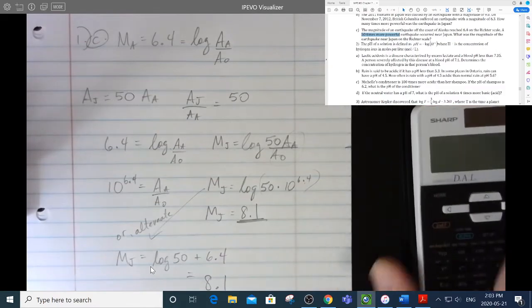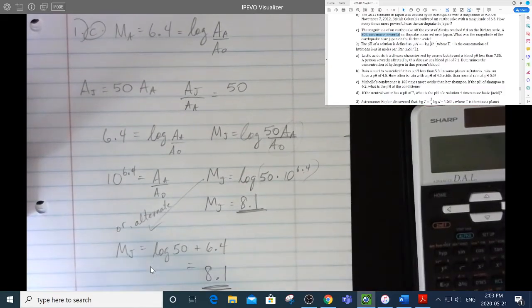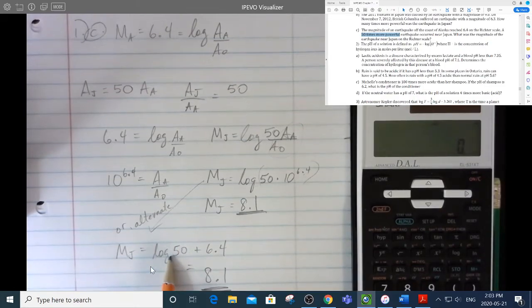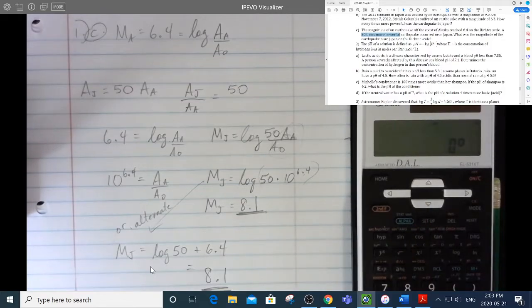So I don't really care which way you approach it. If you're really good with your log laws, this is less button punching, and certainly in the days before these calculators were easily available, this is totally the way you would have solved it, because log 50 is something you could look up on a table. Nobody has a book of log tables that would list this number, whatever it is. So this is the way you would have done it in the days before these things were on every desk.